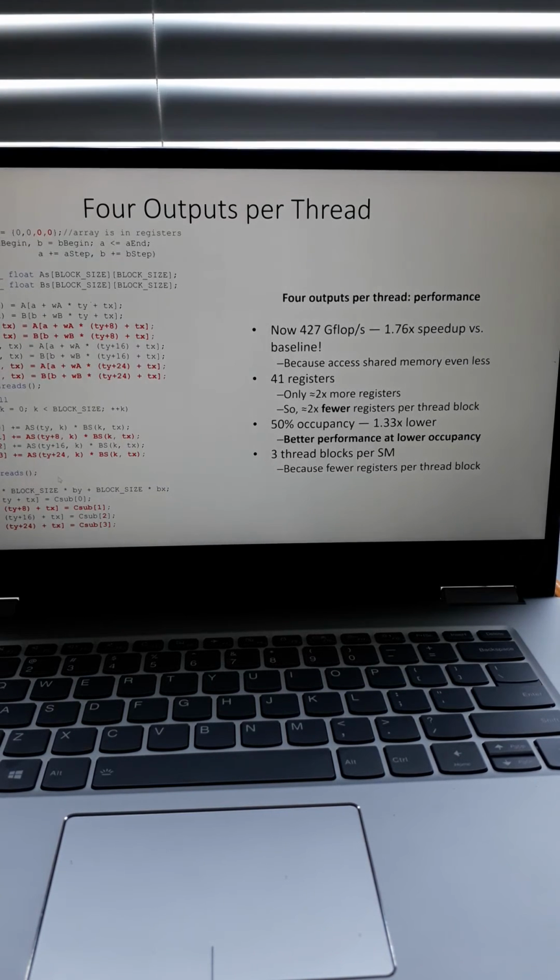The speed is 427 G-flops per second, which is 1.76 times the speed of the baseline. We are using 41 registers, which is approximately twice the number of registers we were using in the baseline program. The occupancy level is 1.3 times lower, which is around 50%, and we are running 3 thread blocks per streaming multiprocessor.